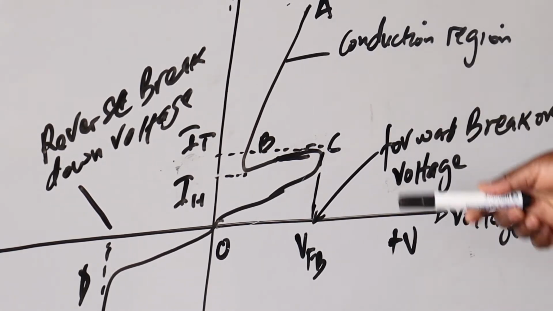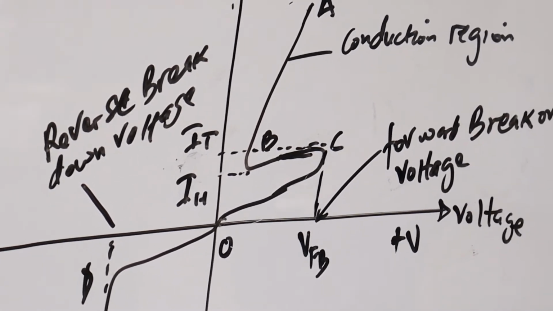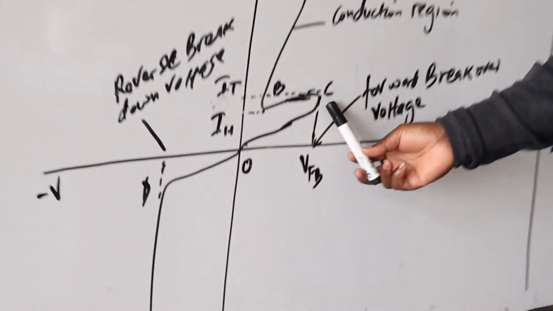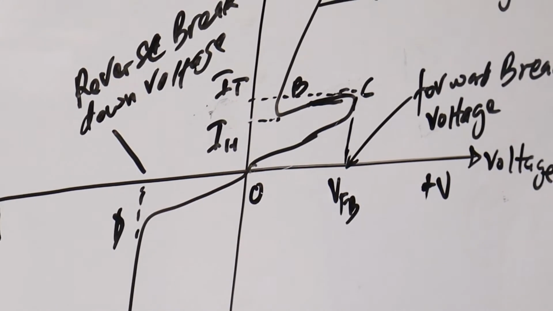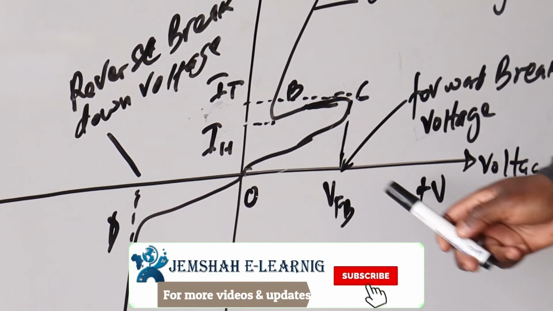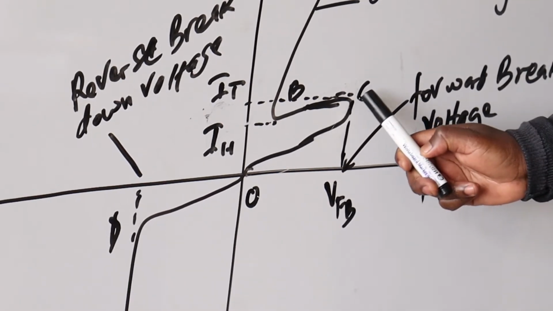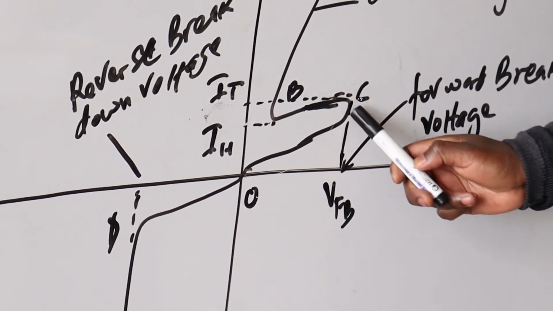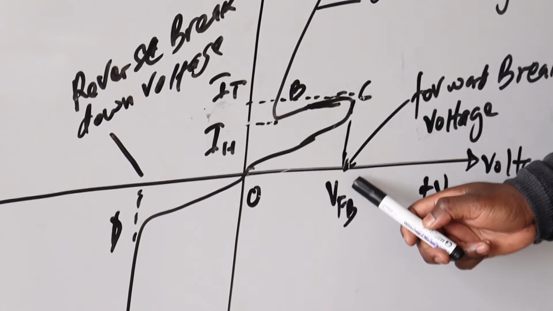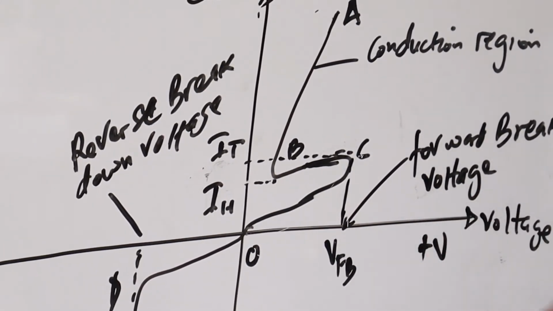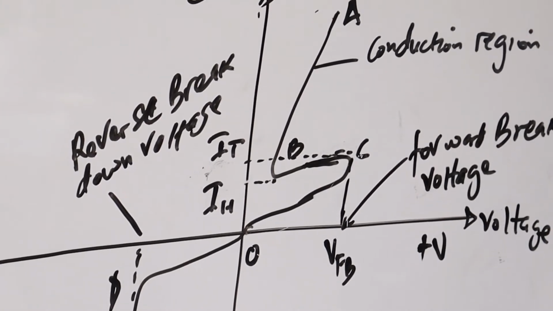So I want to explain this in around 4 statements. 1, between point O to point C, the SCR was off. But when we move slightly above the forward breakover voltage, the SCR turns on. So when you reach the forward breakover voltage, when the voltage is increased above that voltage, the SCR turns on.